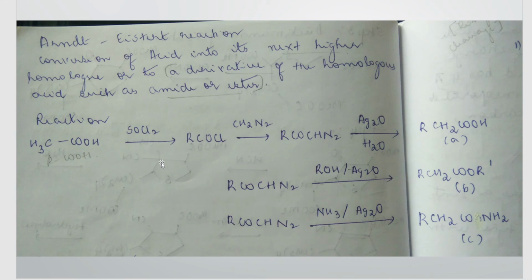Then there are two different treatments. One is with SOCl2 that will replace the H here and give you RCOCl, and then we are treating it with CH2N2 that will give you RCOCHN2. Till there the step is same. After that, depending upon what different reagents you use, you get different types of products. Like if you are doing hydrolysis in the presence of Ag2O, you get a higher acid, or if you're taking alcohol and Ag2O, then you will get an ester, or you're taking ammonia and Ag2O, then you will get an amide product. So this is nothing but your Arndt-Eistert reaction.